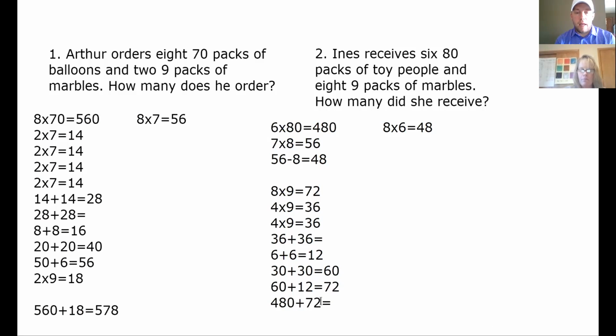So I know for 48 and I'm adding 7, I know 48 plus 2 gives me 50. So 2 from 7 gives me 5. So I know 48 plus 7 equals 55. So when I take 480 plus 72, I should get 552. So how many toys did she receive? 552.